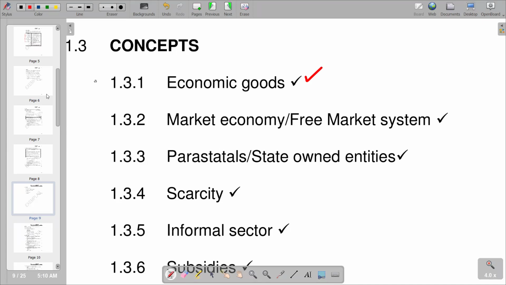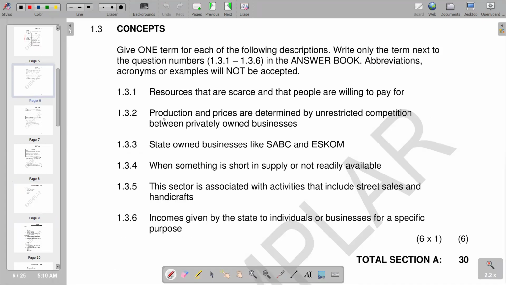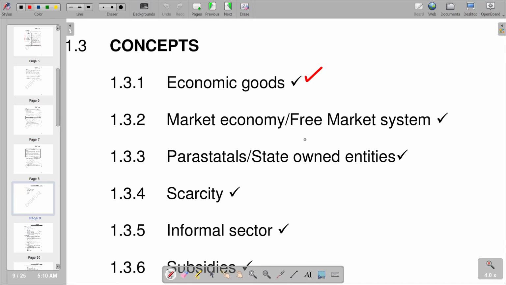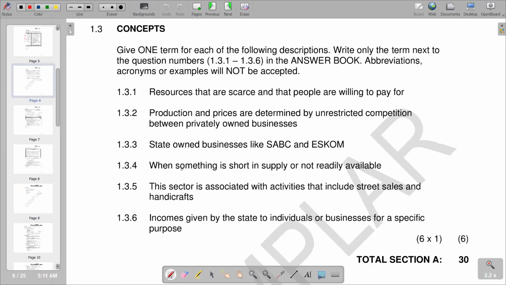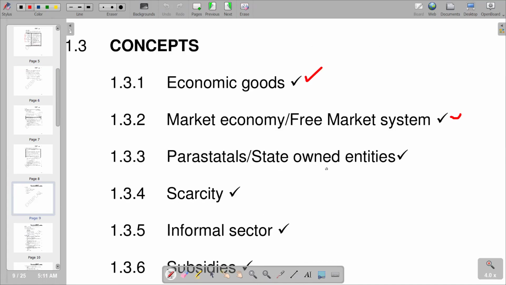So we go to our next explanation, which is production and prices are determined by unrestricted competition between privately owned business. So we know that this is the market economy, or the free market economy. So we have that in our answer section as the market economy or the free market economy as our response. Moving on to the next part of our question, which reads, state-owned businesses like SABC and ESCOM, and we know that these are parastatals. So we have parastatals as our correct response, or we can call them state-owned entities.